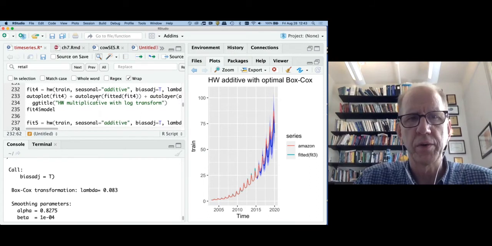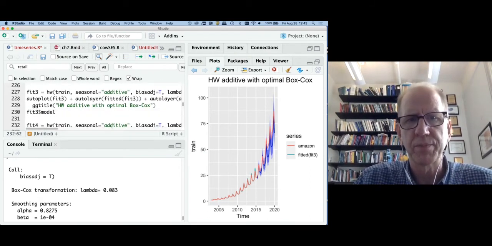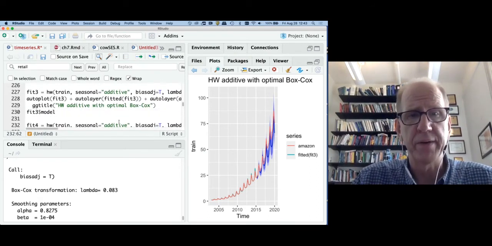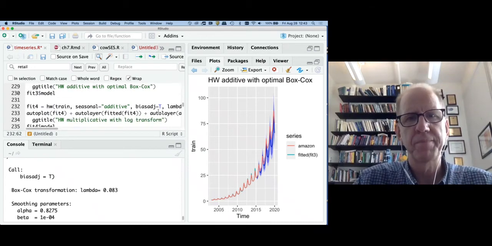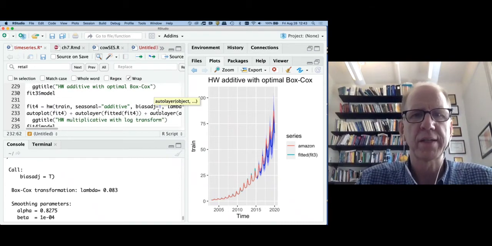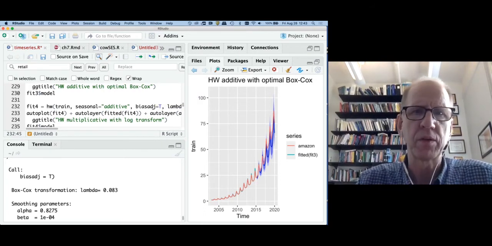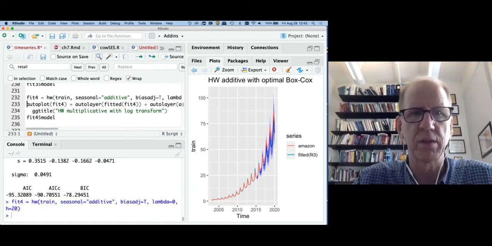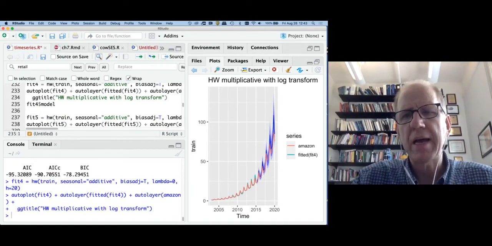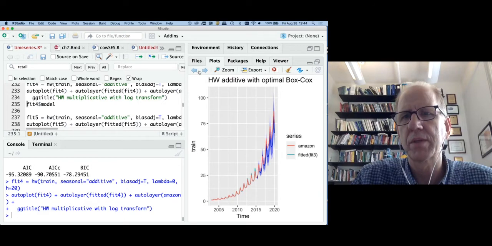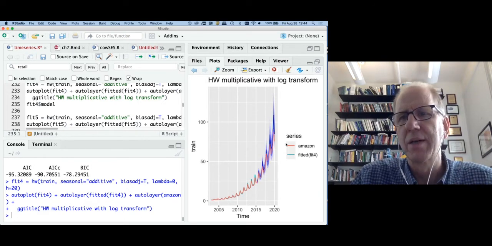Now, one more thing to notice, both in this model and the previous model, I'm doing an additive model because I'm taking this Box-Cox transformation. So when I log the data, that stabilizes the variance for me. And so I don't need the multiplicative seasonal effects. I can just use an additive. I can't tell the difference between this plot and the previous one. Maybe there's a slight difference. It looks like here the blue line underestimates things with the log.